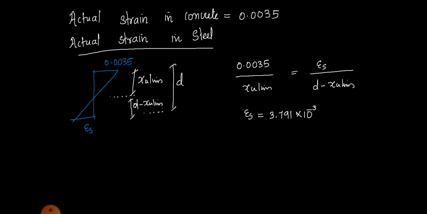Next, similarly we have to find out the strain, the actual strain in concrete and the actual strain in steel. Since it is an over reinforced section, again we have to consider that concrete has reached its maximum strain, the ultimate strain, that is 0.0035, and the actual strain in steel can be determined by applying similarity conditions, and we will obtain that actual strain in steel as 3.791 into 10 to the power minus 3. Okay, by applying similarity of triangles.